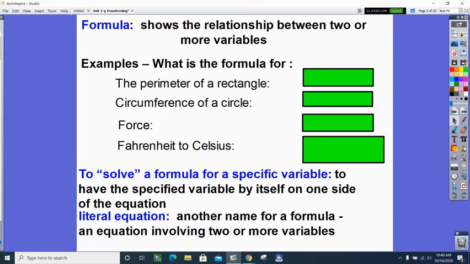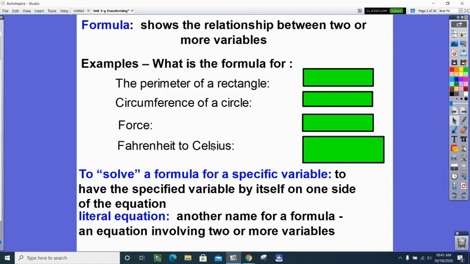So first of all, a formula shows a relationship between two or more variables. Just to jump down to the bottom, literal equation is basically a synonym for formula. It's just the mathematical way of describing a formula. It's an equation involving two or more variables either way. And the only reason I mention that is in case in the future you have a book that talks about transforming literal equations. A literal equation is just a formula.